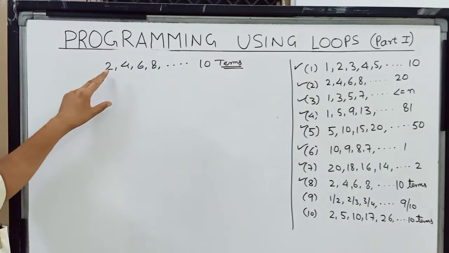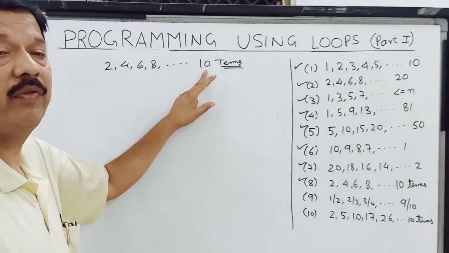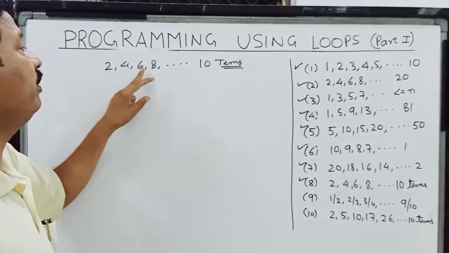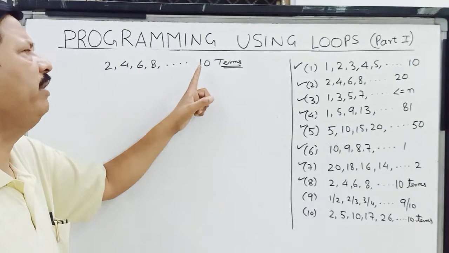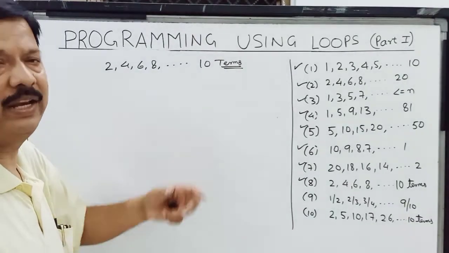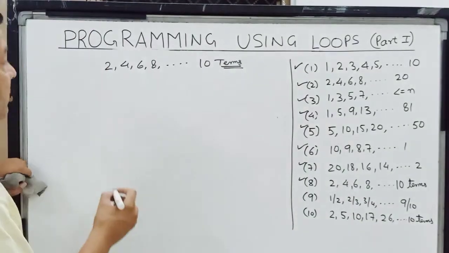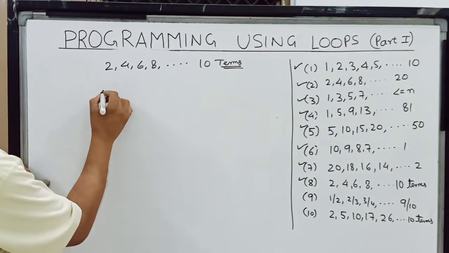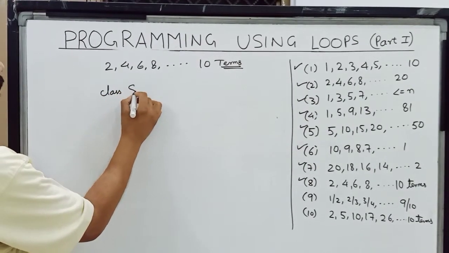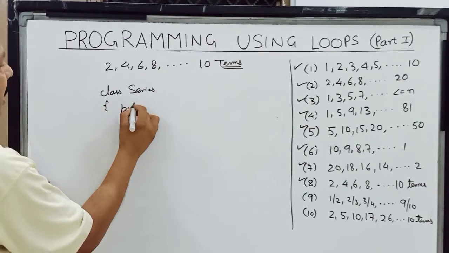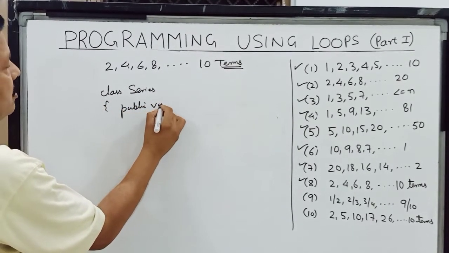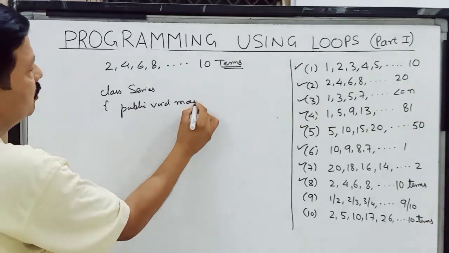So what will be the last value? If it is 10 terms, it will be 20. So 2, 4, 6, 8, so this value. But we cannot calculate this every time. If it would have been n terms, then again it would have been a problem. So children, now what we do, we start our program, public void main.